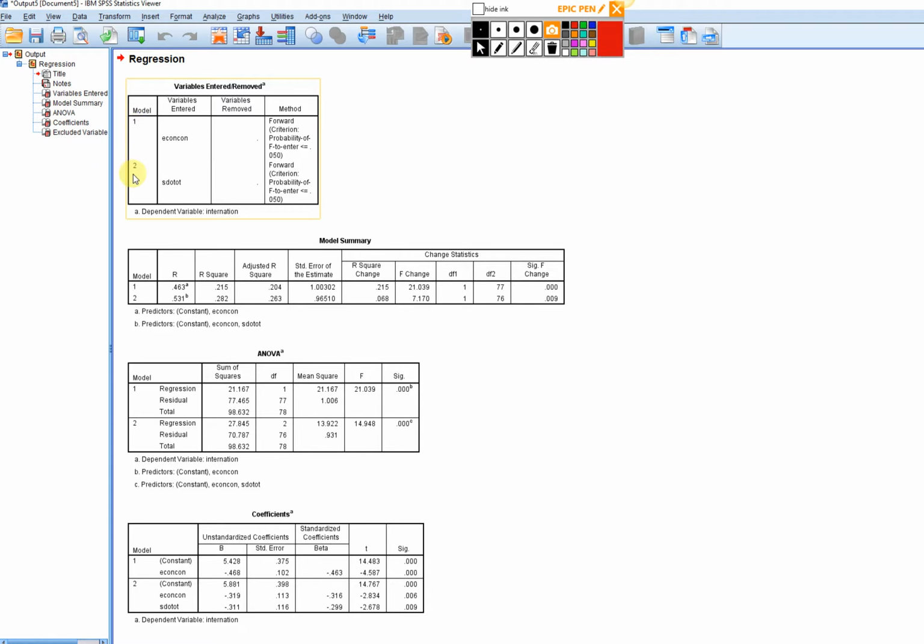You'll notice for the regression, the method is forward regression, and you've got model 1, model 2, and the variables that are entered in those subsequent models. In model 1, we have economic conservatism as a predictor of internationalist attitudes.